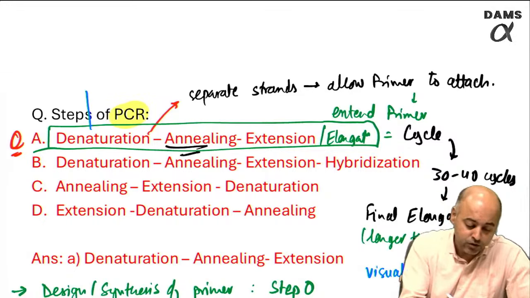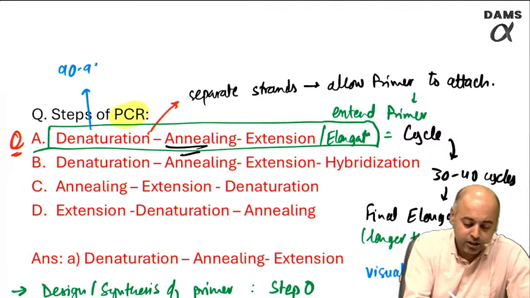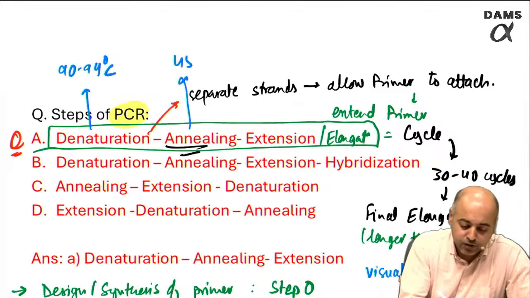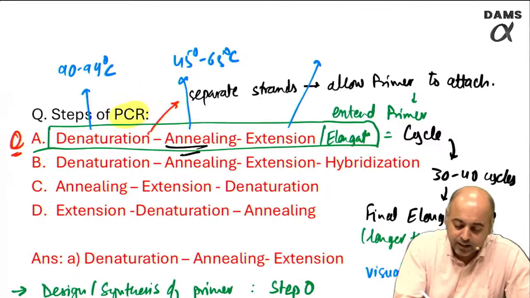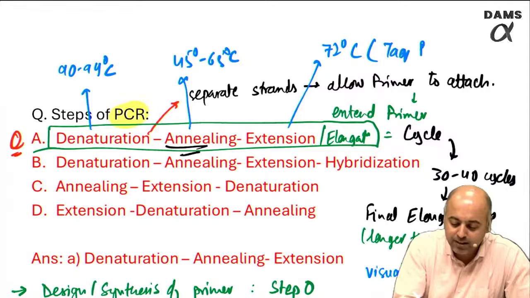The denaturation typically happens at 90 to 94 degrees Celsius. The annealing happens between 45 to 65 degrees Celsius, and extension happens at 72 degrees Celsius when you are using the enzyme Taq polymerase.